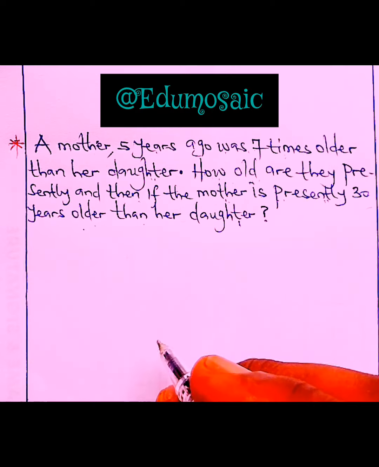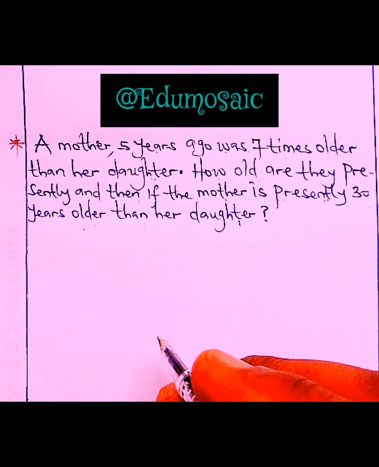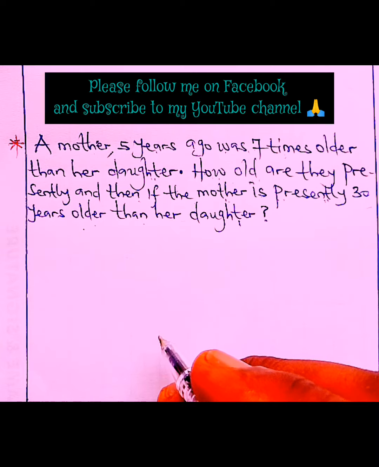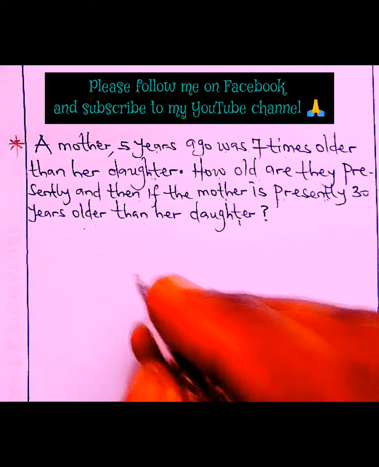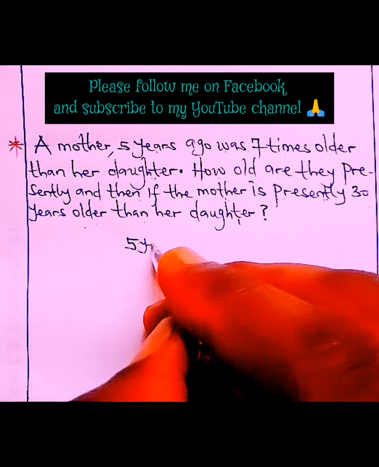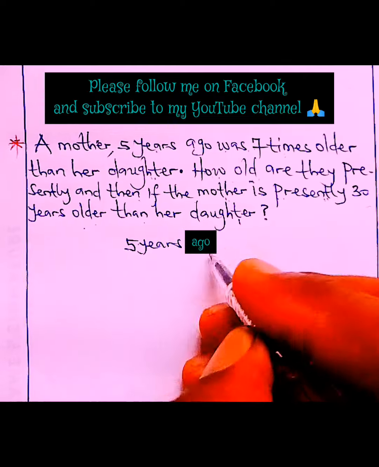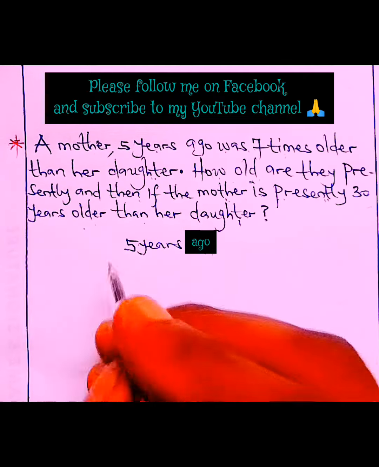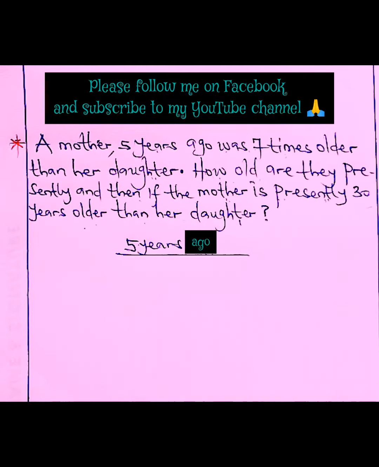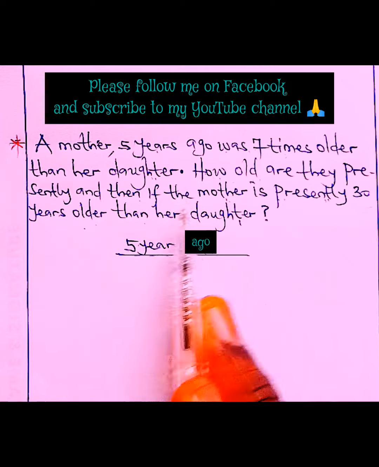Now, let's analyze it in two ways. First of all, what happened 5 years ago, and then 5 years after, which is going to be the present. So let's analyze what the whole thing looked like 5 years ago. 5 years ago, a mother was 7 times older than a daughter.